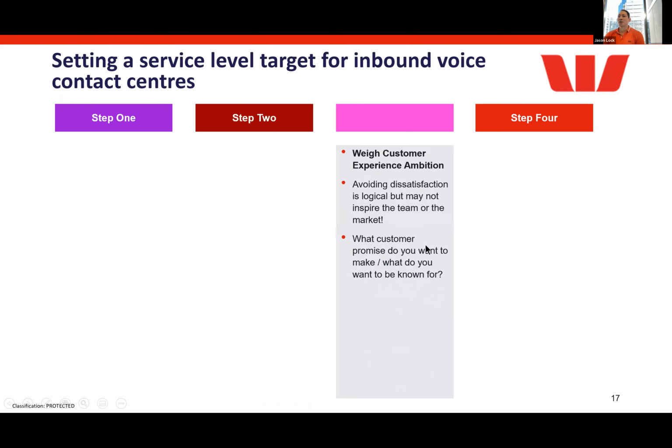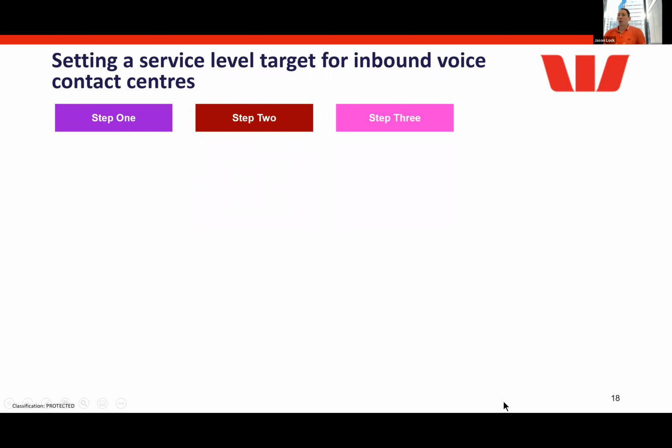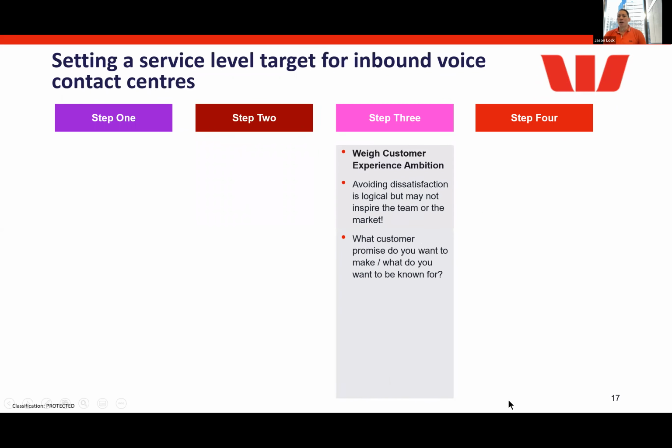What step 3 says is we need to weigh our customer experience ambition, because what I've described there is actually quite a mechanical process. It's about the avoidance of dissatisfaction. It's about looking at quantitative data to form a view around how far we can push the tolerance of a customer before we actually start satisfying them. And actually, none of that is particularly inspirational nor aspirational. So we've got to have a little bit of a think about what's going to inspire the team.